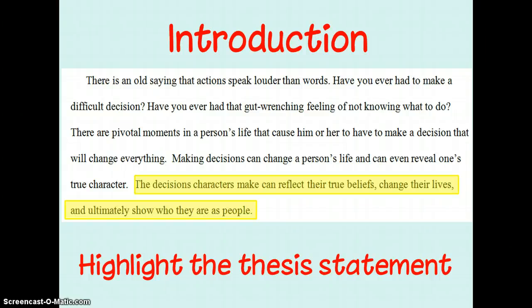Now, if we look here, I would go ahead and venture a guess that that first body paragraph is going to be about the character's true beliefs based on the decisions they've made. The second paragraph is going to be about how decisions can change lives. And the third body paragraph is going to be about how decisions characters make can ultimately show who they are as people. Be looking for that as we talk about the body.